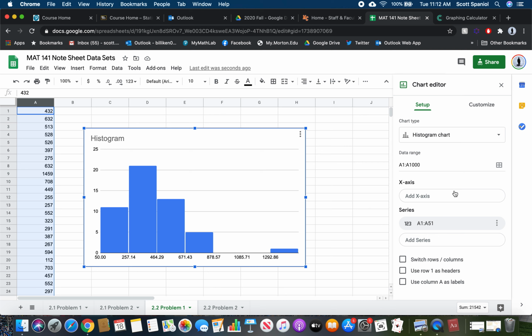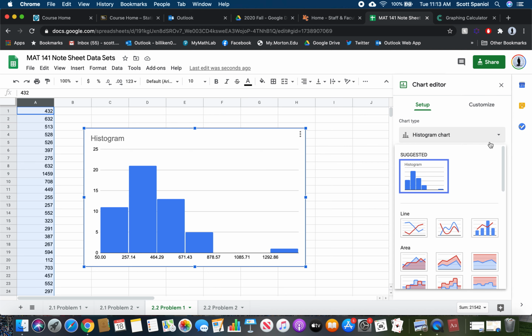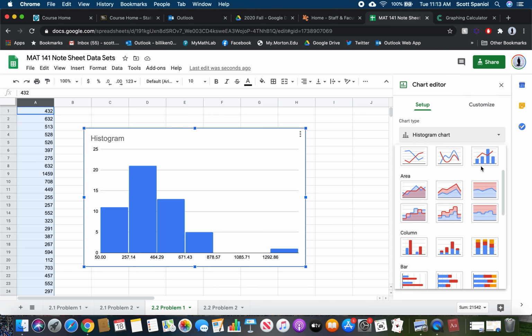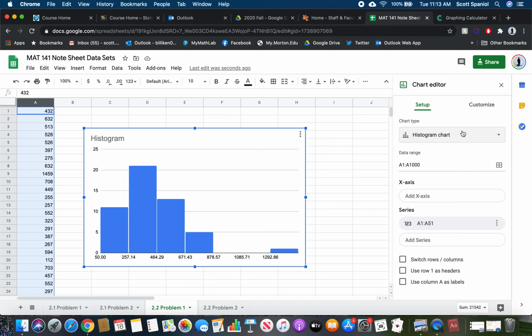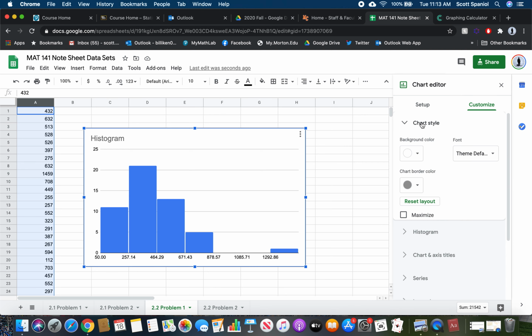There are only a few options to edit this to fit the widths and things we're looking for here. So you can change what type of graph you're looking at up here. And then we can go to customize.